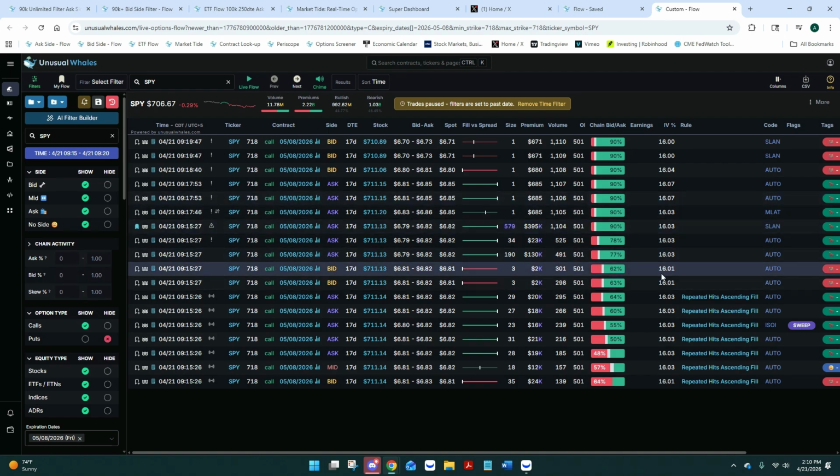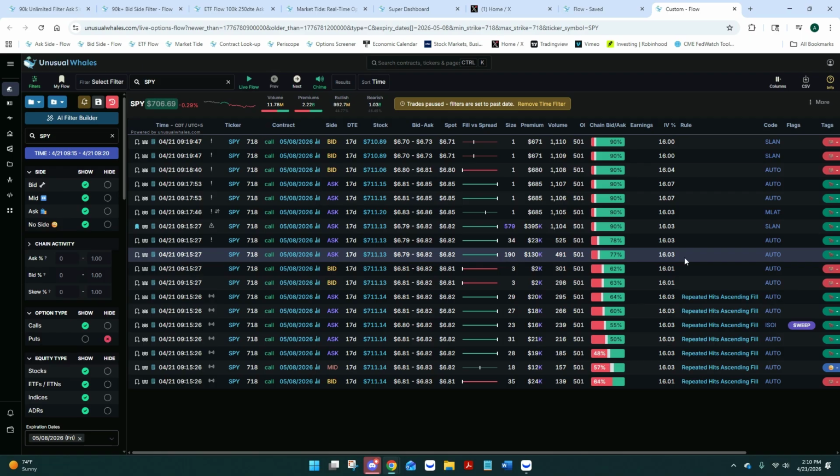You get a small little IV drop here, but it's only on 6 contracts, so not a significant chunk of that trade. You get that IV spike here. Spot's filling at the ask. Again, another little 34 contracts there. 1603 filling at the ask.